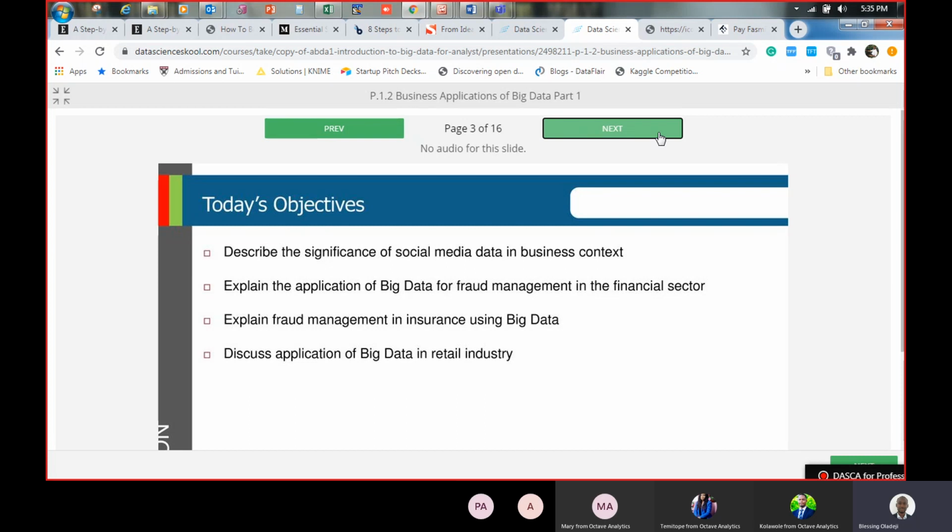So we are going to be looking at the significance of social media in the context of business. Then we also look at the application of big data in fraud management, especially in the financial sector. I'll give you some very fantastic examples. Then also in the insurance business, fraud is also a common practice in insurance.